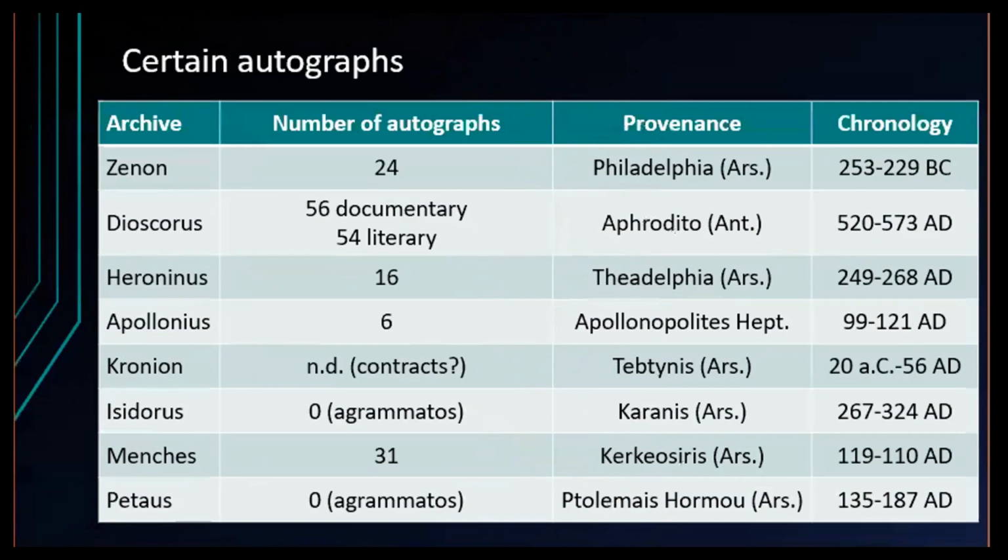These are the certain autographs that can be found in the selected archives. Sorting them in the relevant order, we know 110 autographs of Dioscorus, 31 of Menkes, 24 of Zenon, 16 of Hieronymus, 6 of Apollonius, and none of Isidorus and Petaus, both of which were agrammatoi, so that their personal documents were written by other people on their behalf. The case of Cronion is more complex, since the archive pertains to the Grapheion of Teutonis, of which Cronion was the head, and the contracts are written by different scribal hands. This archive will be used for the further test steps of the project.